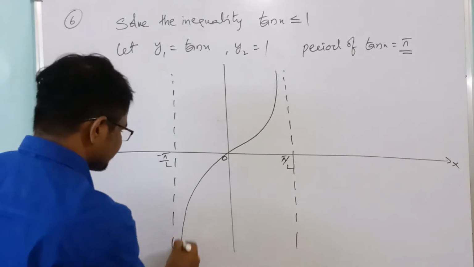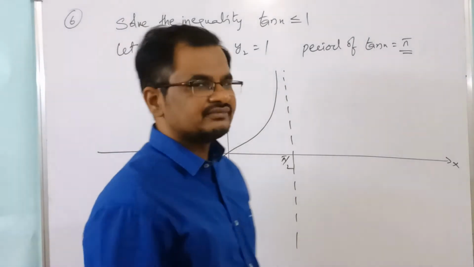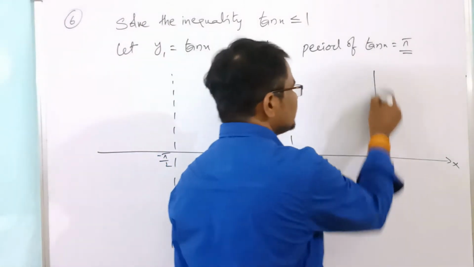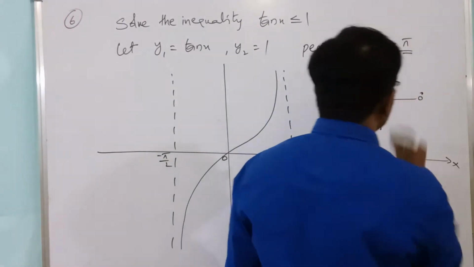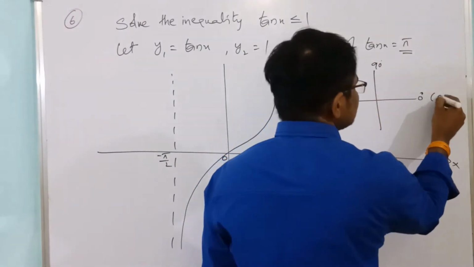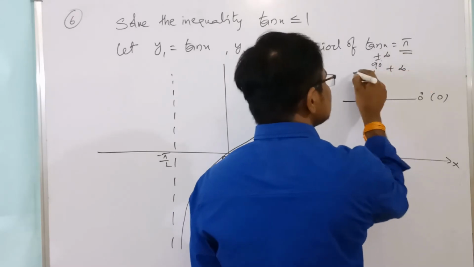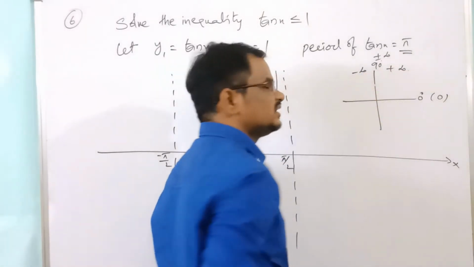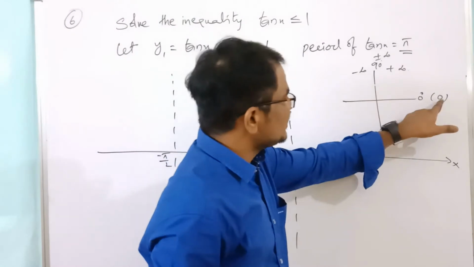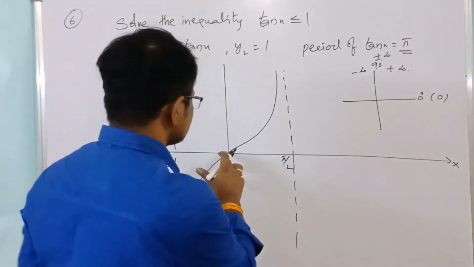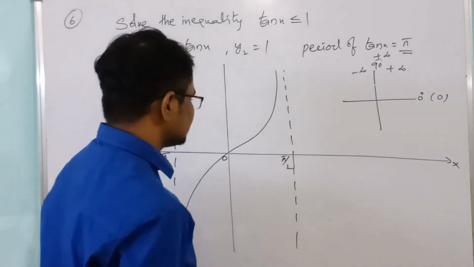This is the graph of tan, because we know from trigonometry that tan 0 is 0, and tan 90 is plus or minus infinity, but it is plus infinity on this side, because in the second quadrant it is negative. So in the first quadrant it is increasing, 0 to plus infinity, right?